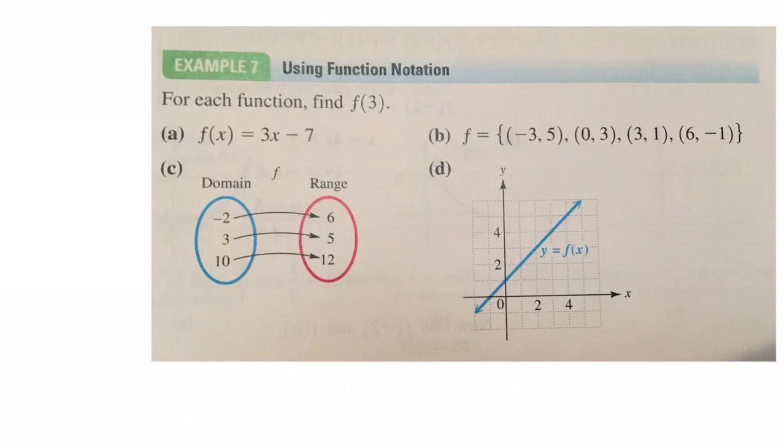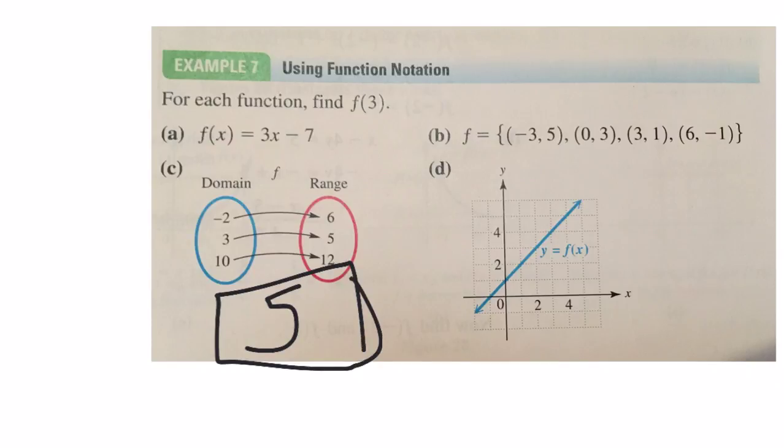For part B, when x is 3, y was 1, so f of 3 for part B would be 1. For part C, you notice when x is 3, 3 maps to 5, so for part C, f of 3 would be equal to 5.